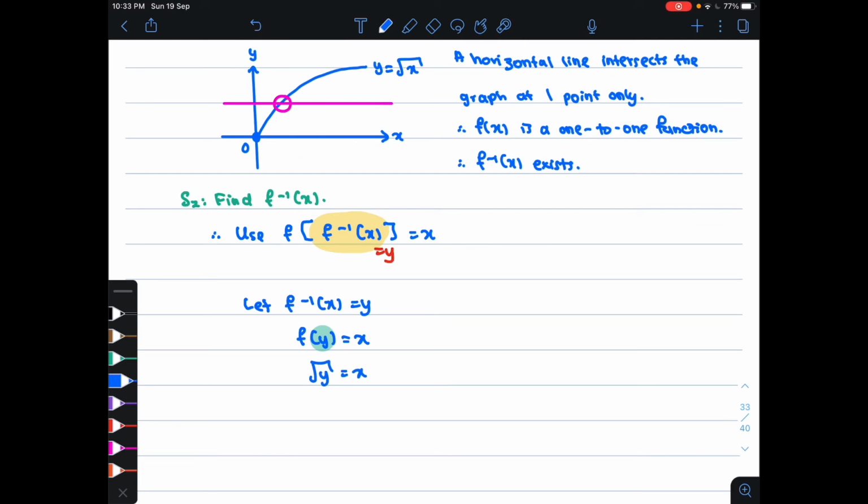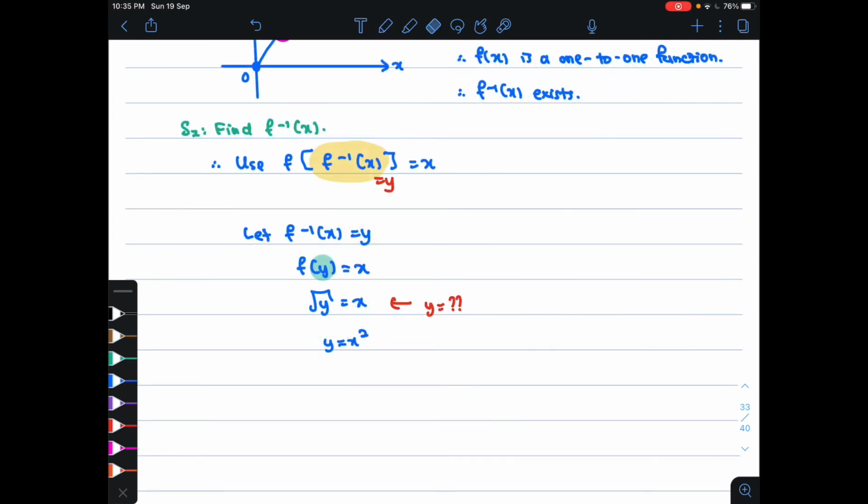So you'll get square root y equal to x. And then just rearrange to get y only. And the answer is y equal to x squared. So what is the purpose of finding y? For the second step, we need to find f inverse. So the thing is, y is actually our f inverse of x. And hence, f inverse of x is actually equal to y, which is equal to x squared.